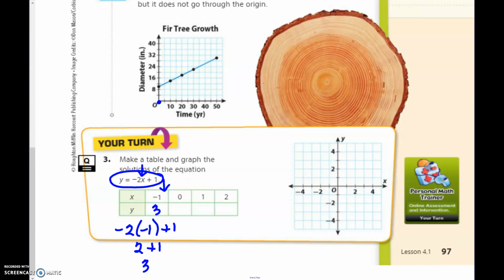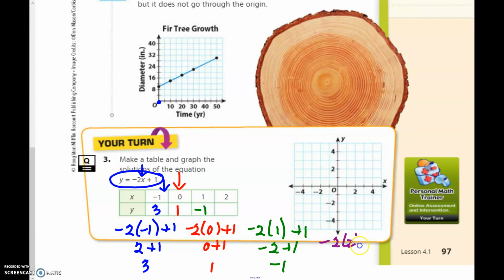Okay, now we have to do this again by plugging in a 0. So we have to do this actually 4 different times. So -2 times x plus 1. So I'm replacing the x with the 0. So I have 0 plus 1, and we get a 1. Next one is -2 times 1 plus 1. So we have -2 plus 1. This is why we practiced our integers, or go ahead and use your calculator, and we get a -1. And the last one they're asking us to do is -2 times 2 plus 1. So we have -4 plus 1 is a -3.